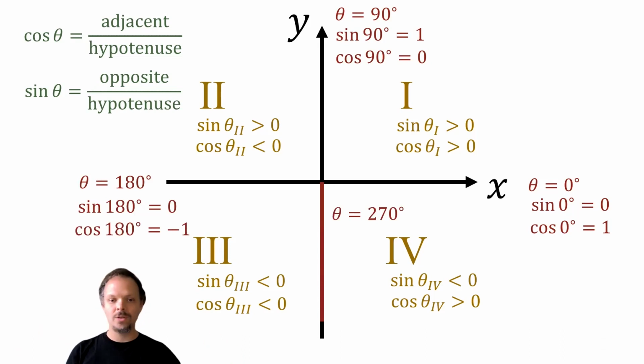And then for the last one, 270 degrees, we're again similar to the 90 degree case where we have no adjacent and all opposite. In the case of the opposite, now the opposite side is minus the hypotenuse. So the sine is -1. And the cosine is equal to 0 because there just isn't an adjacent side to this angle.